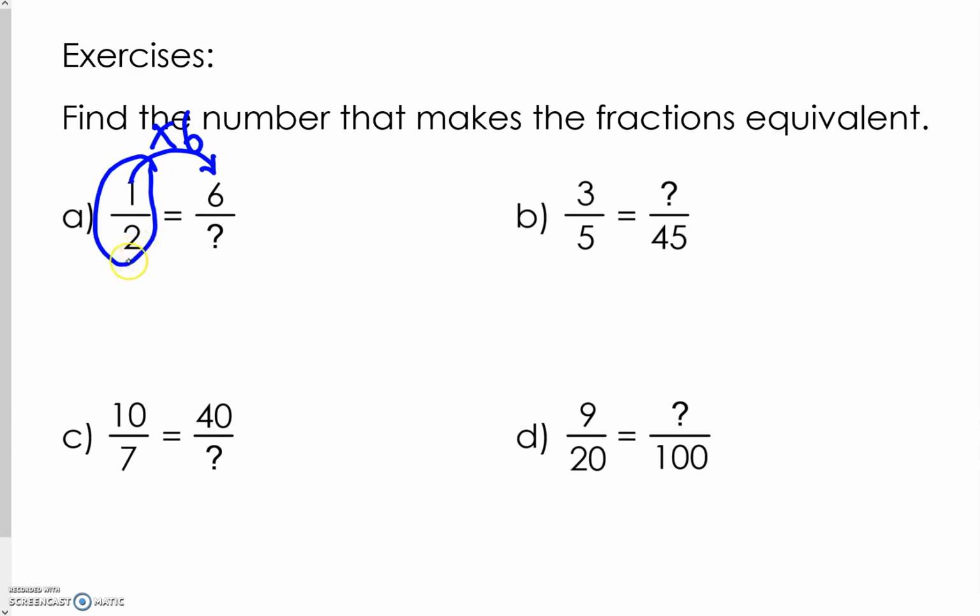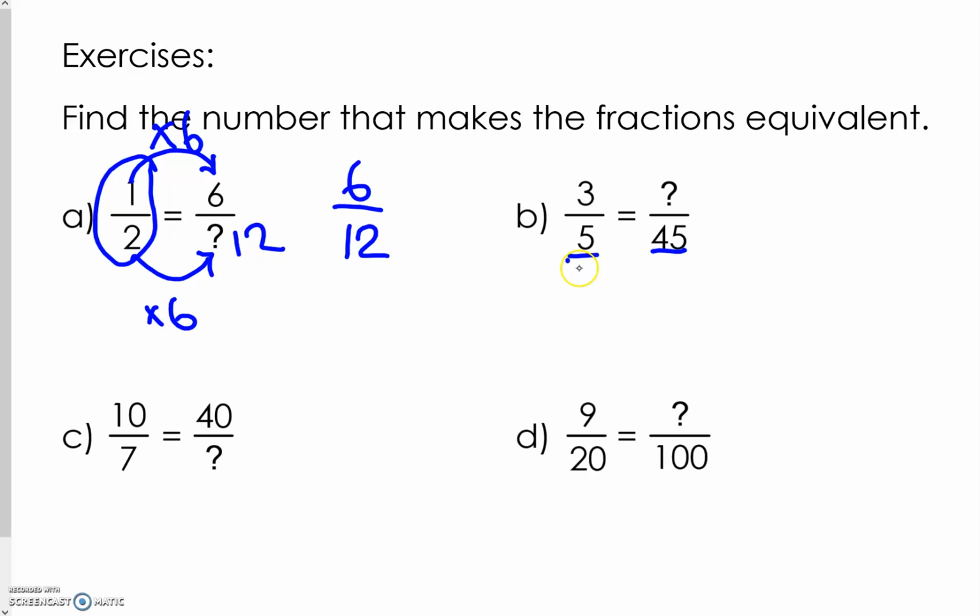Whatever you do to the top, you must do to the bottom. 2 times 6 equals 12. So our equivalent fraction is 6 over 12. Let's try b together. In this case, we have both denominators, 5 and 45.